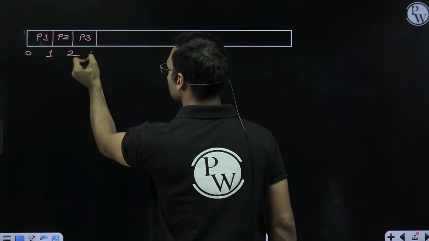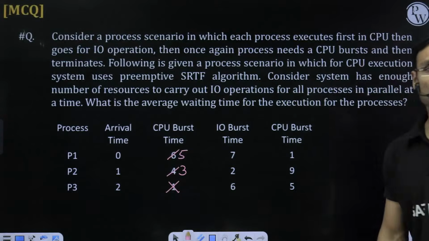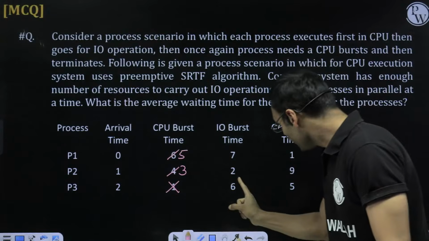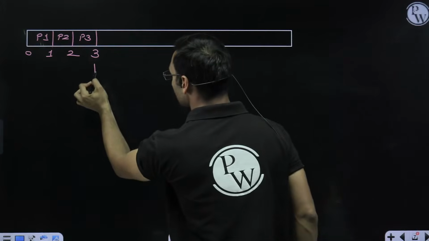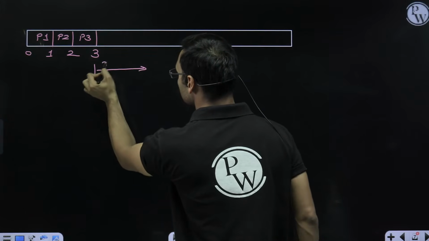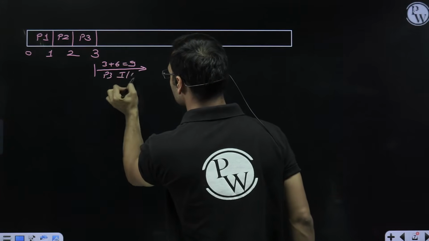P3 is scheduled till 3. Now look at this. Only P3 completes its CPU burst first. Then it will go for IO operation plus 6. So P3 now goes for IO operation plus 6. 3 plus 6, 9. P3 will be in IO.